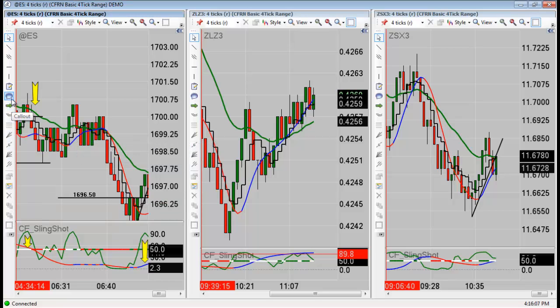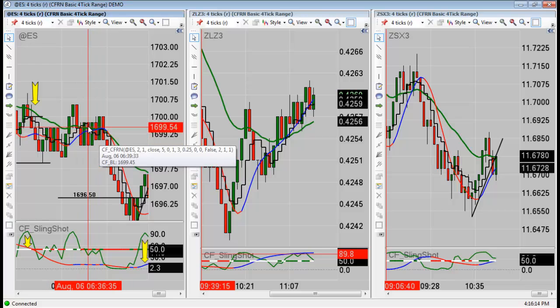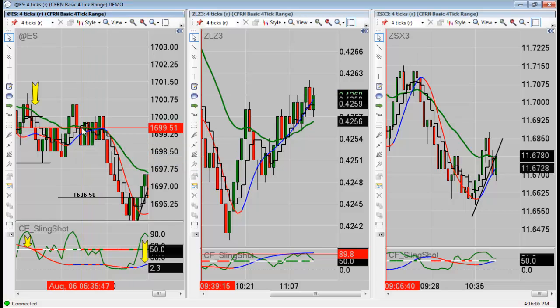Oh, where's my ellipse? Oh well. I was going to draw, but you can see it right there. Okay. Alright, so we got no trade. So we wait.